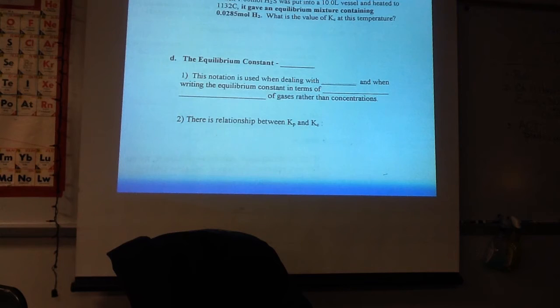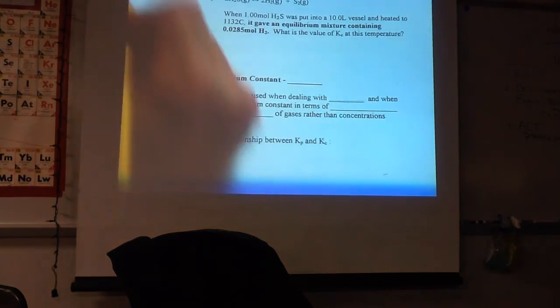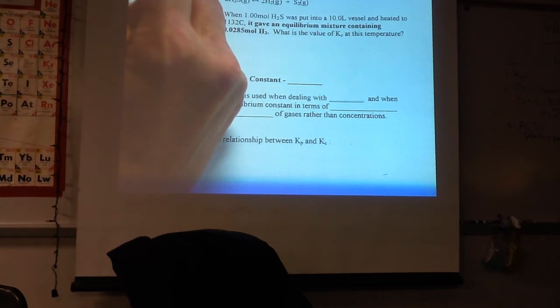So this problem says a mole of hydrogen sulfide was put in a 10-liter vessel, heated to 1132. It gave an equilibrium mixture containing 0.0285 moles of hydrogen. What's the Kc at this temperature? So now we're integrating. You've got to do an ICE table, and then set up a K expression, and then solve for the K. So, for all my people who like to have steps, here you go. Step 1, set up an ICE table.